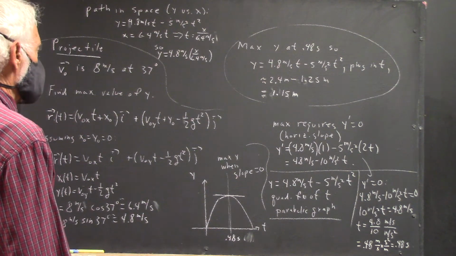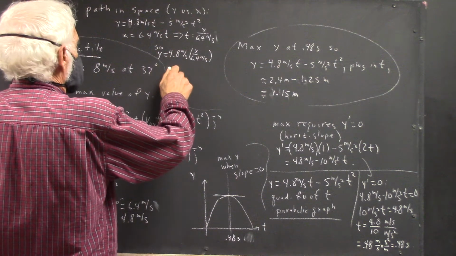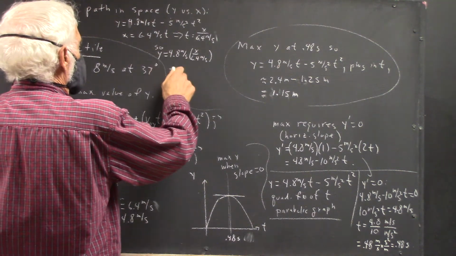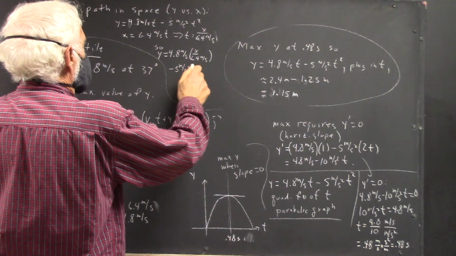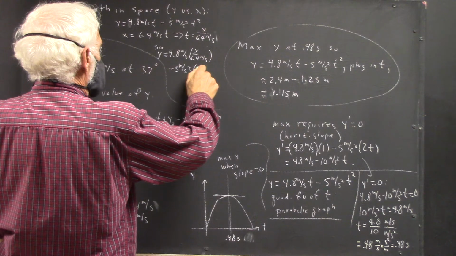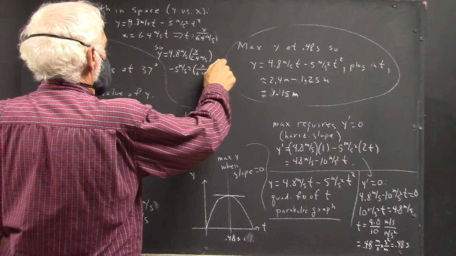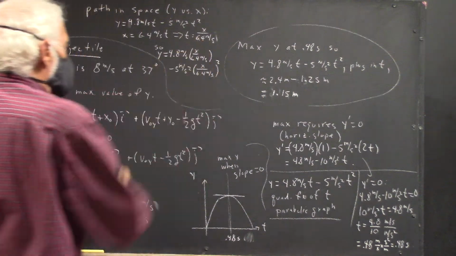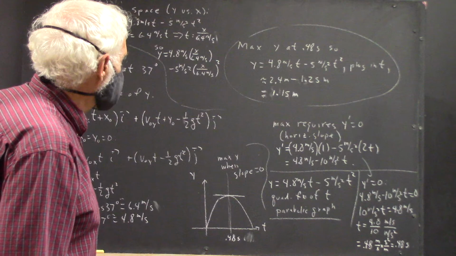Not going to have units. Never mind, it's got units. Not thinking clearly. Minus 5 meters per second squared multiplied by the value of t, which is now x over 6.4 meters per second, quantity squared.